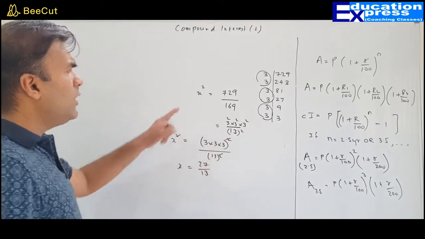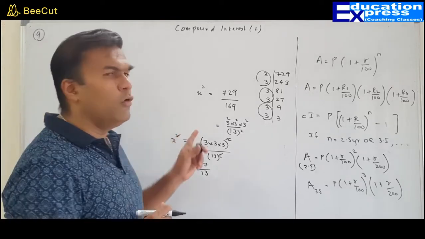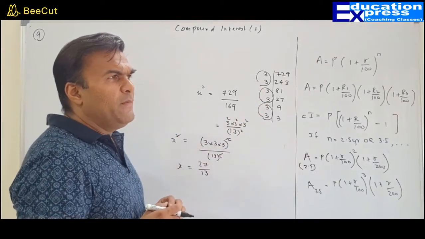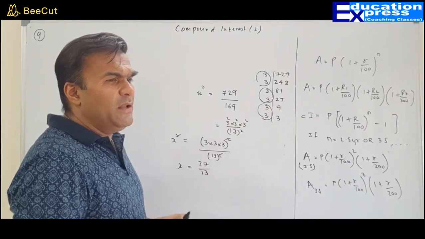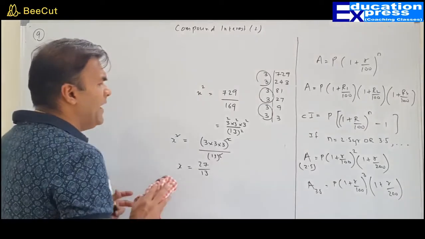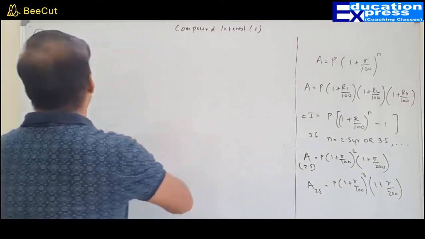So one must know how to find out the square root of this. In case you can't do it orally, mentally, you'll have to do it by the prime factorization method. There are many other techniques available. While doing the sums, I will disclose the techniques that you need to apply while finding out the square root. We will move on to question number 10 now.